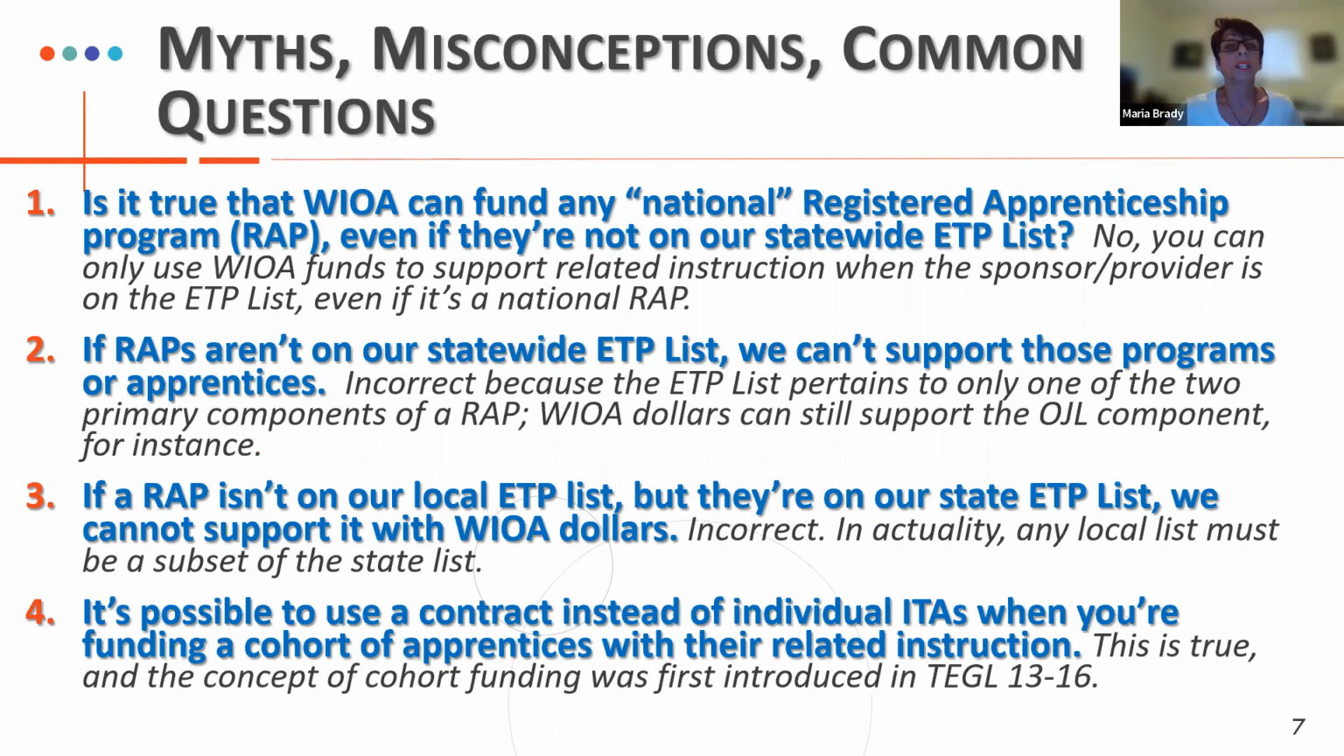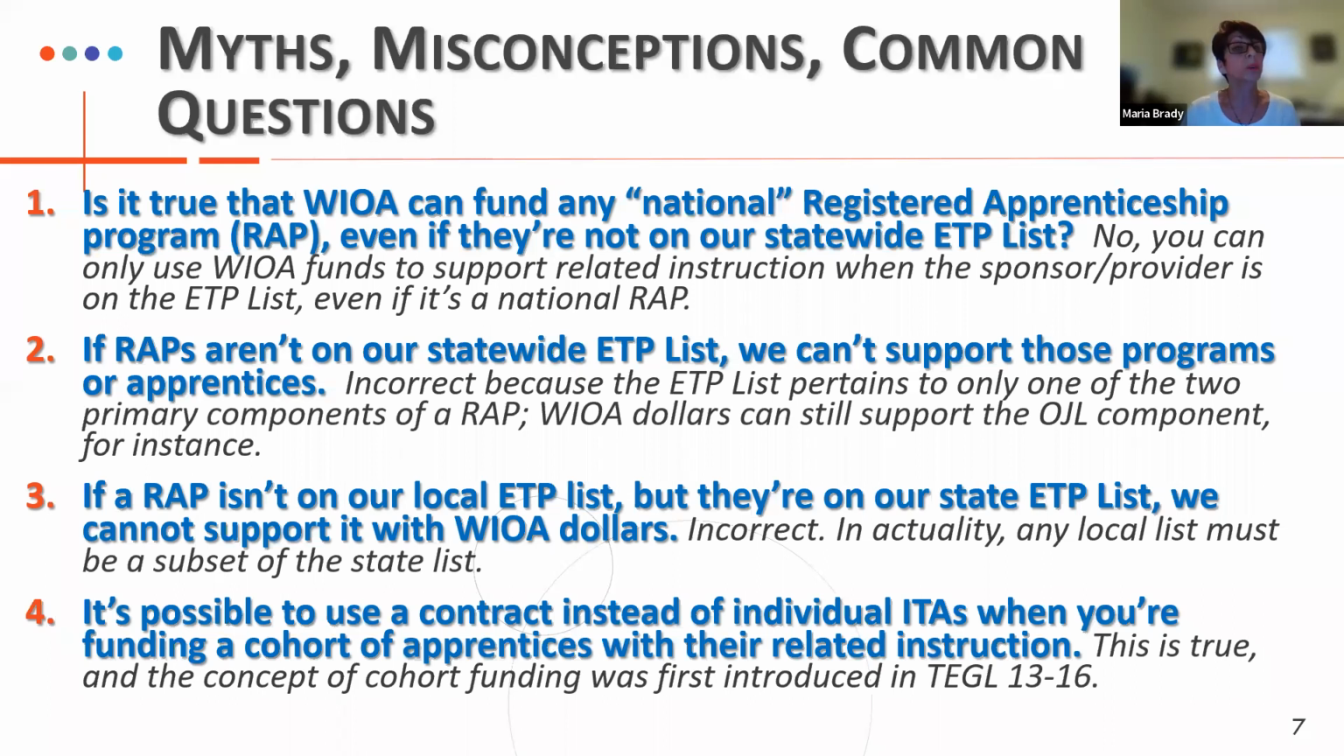So here's a couple of myths and questions. Is it true that WIOA can fund any national registered apprenticeship program, even if they're not on our statewide eligible training provider list? No, that is not true. You can only use WIOA funds to support related instruction when the sponsor is on the eligible training provider list. It doesn't matter if it's a national program or a local program. In order to fund the related instruction using WIOA dollars, you have to get an ITA. In order to get the ITA, you have to be working with an eligible training provider who's on the eligible training provider list. I know it's like who's on first, but that's the reality.